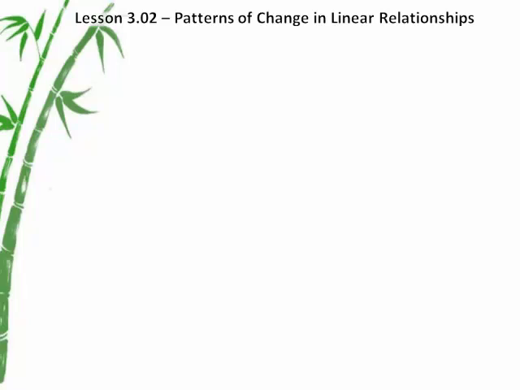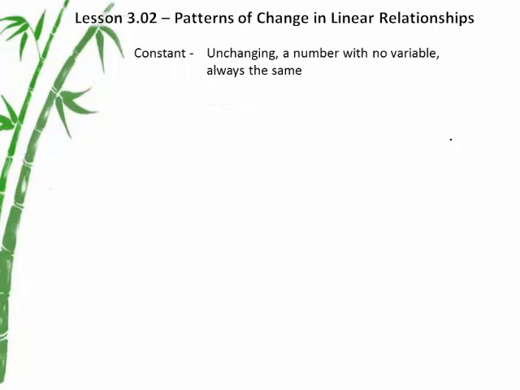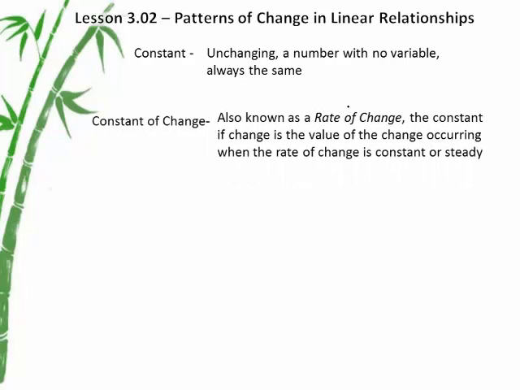Lesson 3.2, Patterns of Change in Linear Relationships. A constant is an unchanging thing, a number, with no variable, and it is always the same. A 3 is always a 3. A constant of change is also known as the rate of change, and we can also call this the slope. The constant of change is the value of the change occurring when the rate of change is constant or steady.